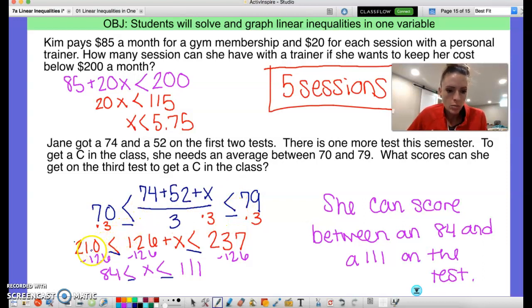So when you solve, you multiply all sides by 3, subtract all sides by 126. And you're going to get 84 is less than or equal to x is less than or equal to 111. So she can score between an 84 and 111 on the test in order to get a C as her class average for her test.